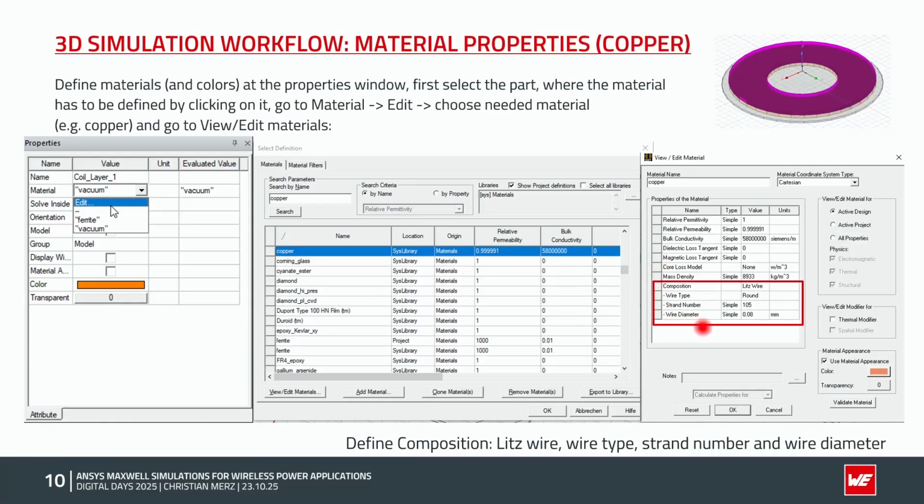As you remember, we have a certain Litz wire. So here we can define it: you have to go to composition, to Litz wire, and then we define the strand number, which is 105, and the wire diameter, which is 0.08.